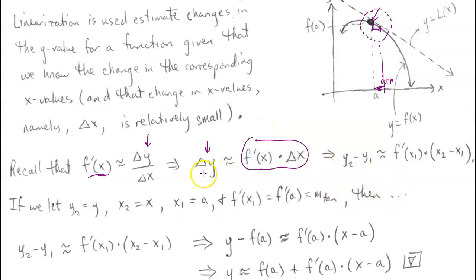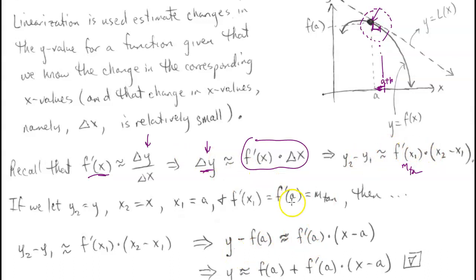Okay. And like I explained to you before, the delta y is just a change in y values. The delta x is just a change in x values. And the derivative of this function at a particular x value, mainly at x equals a here, but I'm just calling it x sub 1, that is going to be the slope of the tangent line.